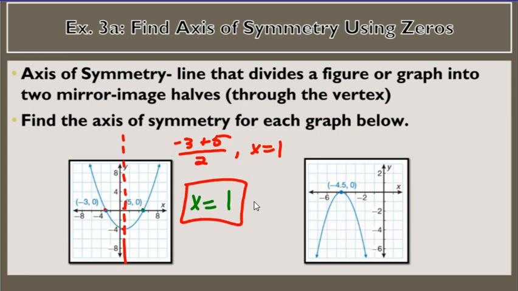Here, the vertex is the 0. So we just have to look at the x-coordinate of the vertex, and we would say that x equals negative 4.5. So anytime they're asking you for the axis of symmetry, if the vertex is on the x-axis, the axis of symmetry is the x-coordinate. If it's not, you just take the two x values of your 2 points, if you know the zeros, and find the average. So add the 2, divide by 2.